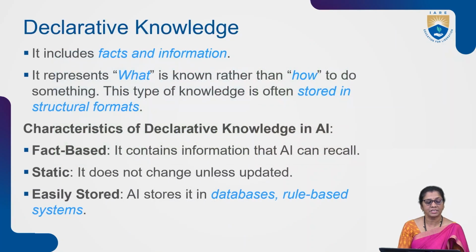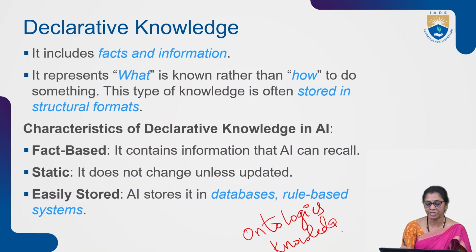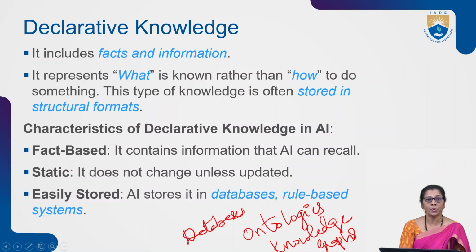See what declarative knowledge says. It includes facts and information. It stores the knowledge or the data, and it has to recall the data. It represents what is known rather than how to do things. This type of knowledge is often stored in structural formats like ontologies, knowledge graphs, and databases. So the data can be stored in the proper structural formats using declarative knowledge.